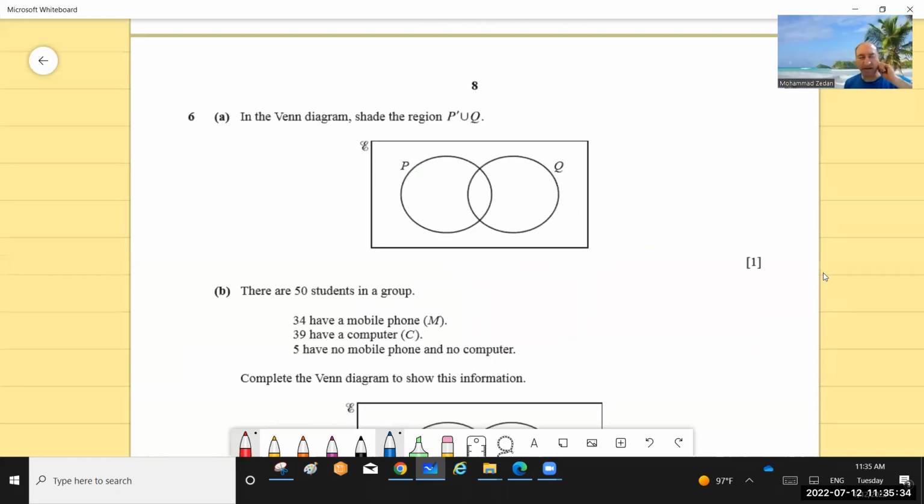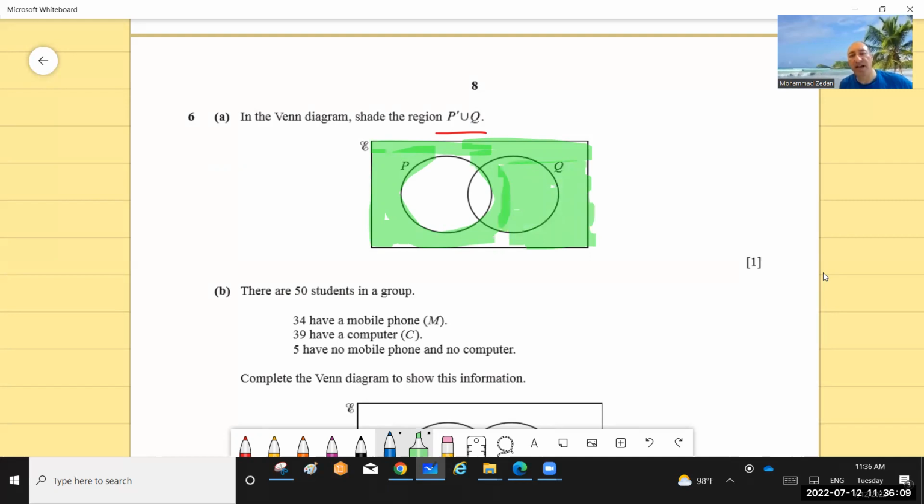Question number 6 is about set theory or Venn diagram. In the Venn diagram, shade the region B prime union Q. For B prime, you have to shade everything outside B, everything far away from B, and shade the whole shape. This is B prime.